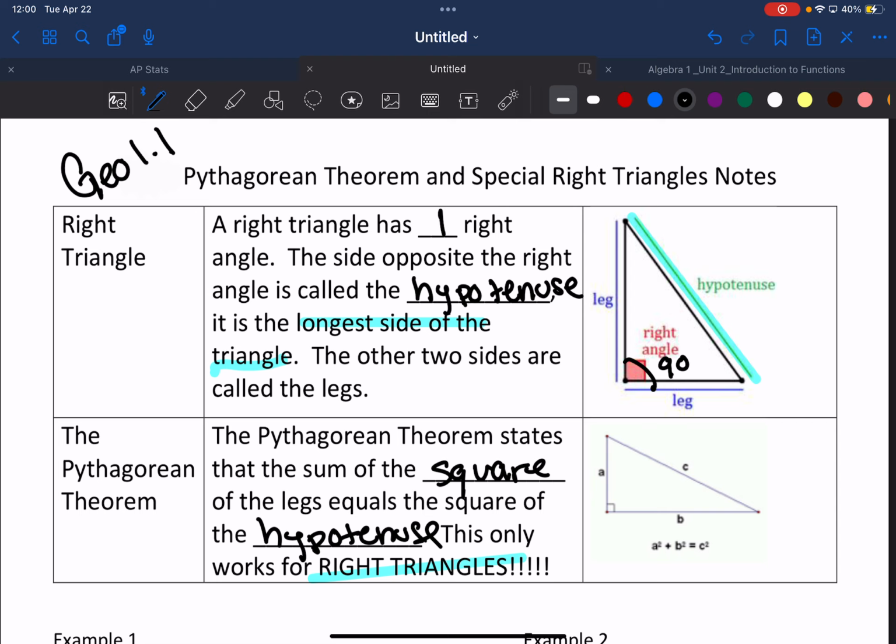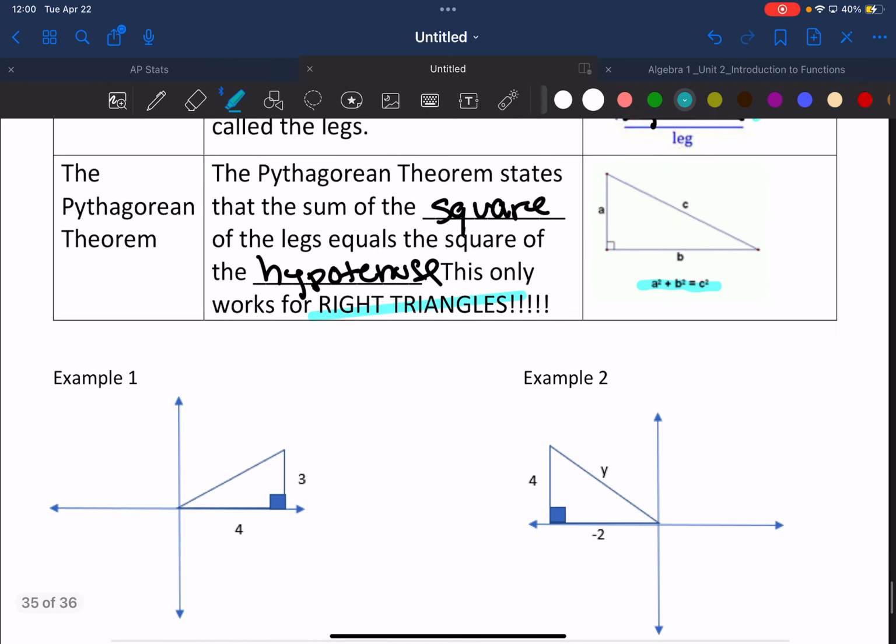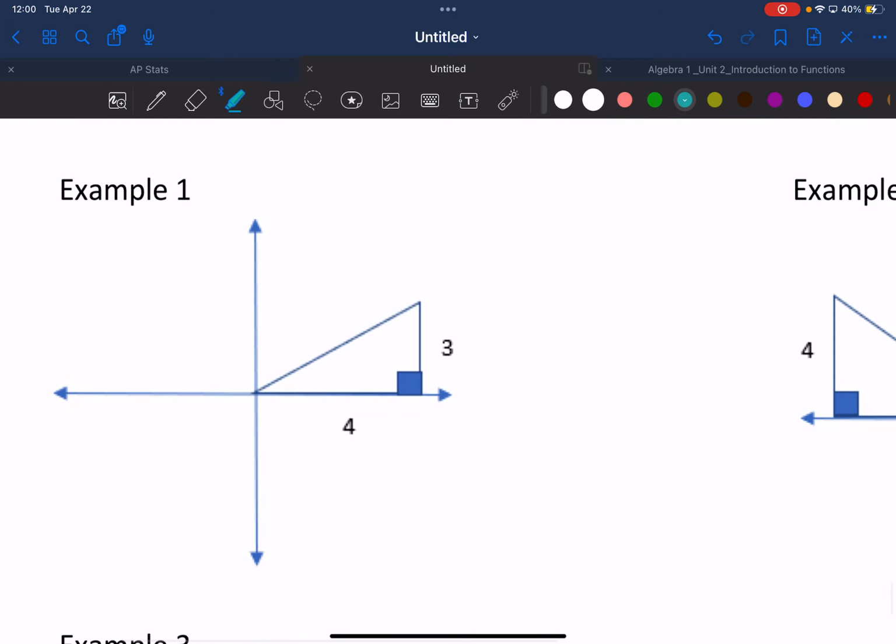And then if you recall from middle school when you did the Pythagorean theorem, the formula is a squared plus b squared equals c squared. So let's look at some examples. On example 1, it gives us which sides of the triangle? The legs. So I'm going to label this leg A and this leg B. Does it matter which one is A and which one is B? No, because we're going to end up adding them together anyway.